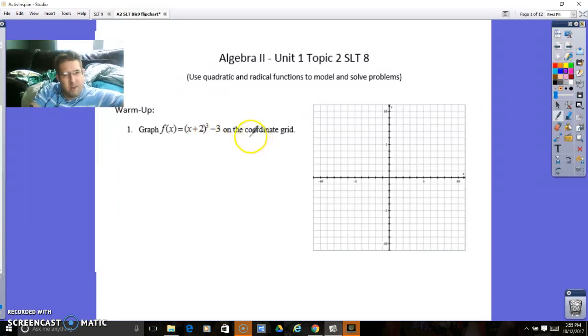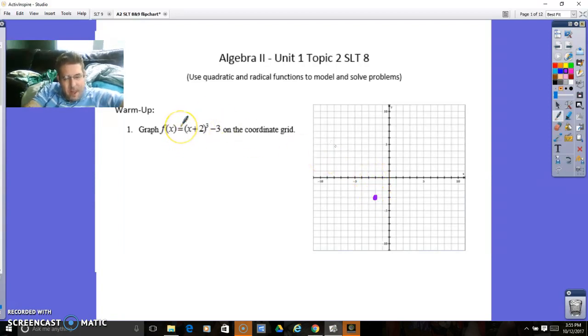We're going to start off with a warm-up, which is a cubed function. In this case, we can talk about transformations. This is a transformation where the point of symmetry is going to be left 2, because remember, whatever's on the inside is always the opposite, 1, 2. And down 3, 1, 2, 3, because of the minus 3 on the outside.